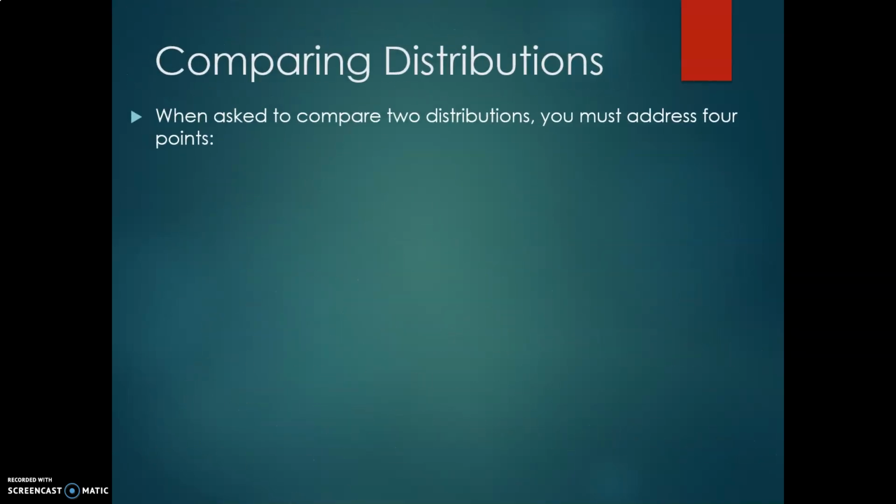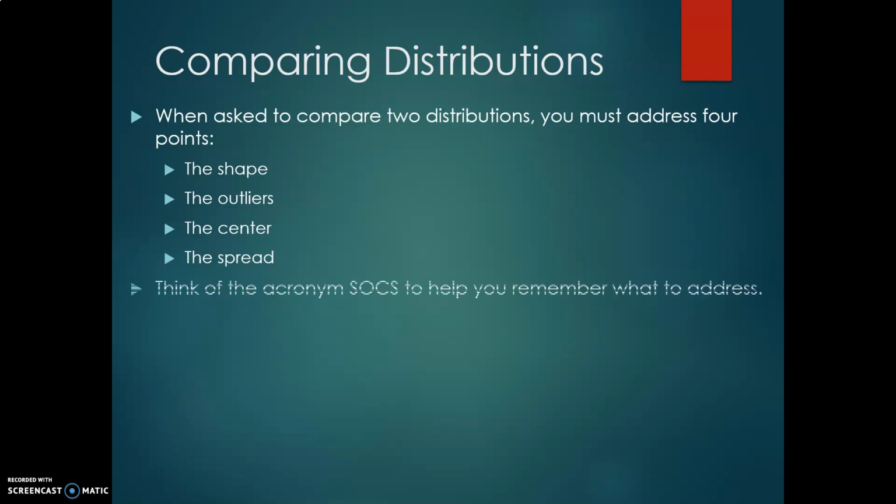So when we're comparing distributions, there are four different things that we have to address. We have to address the shape of the distribution, if there are any outliers in the distribution, where the center of the distribution is, and what the spread of the distribution looks like. If you're wondering how you're going to remember these things, just use the old acronym SOCS, S-O-C-S. I know it's not spelled right, but you guys can do it. Shape, outlier, center, and spread.